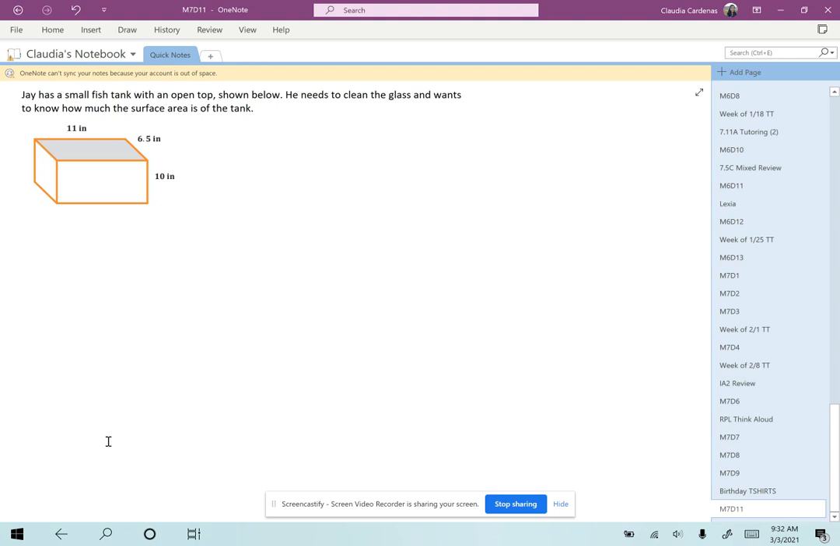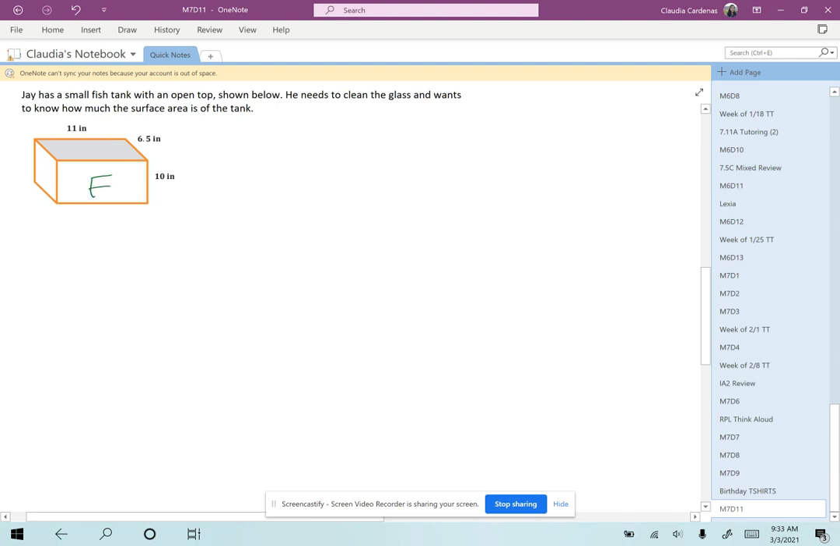So, in order to clean the glass, what do we need to know? Well, we need to find out how much glass takes up the entire tank, and so that would be the outside portion of this tank, which would then be the surface area. So we can go ahead and start drawing a net to show all the sides of the tank and just kind of piece it together or break it apart really piece by piece.